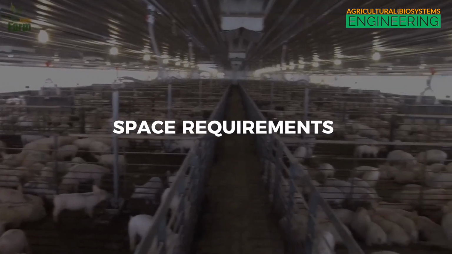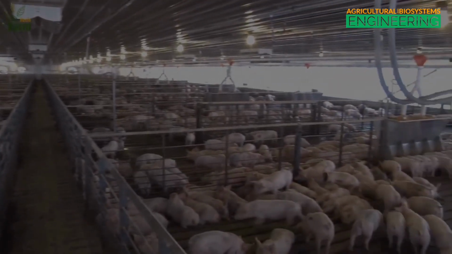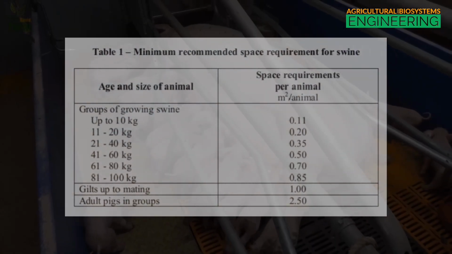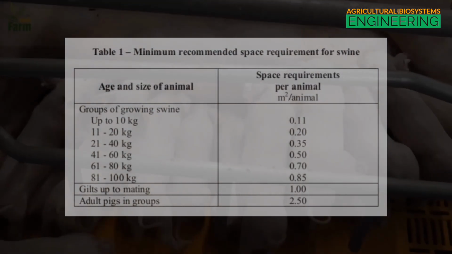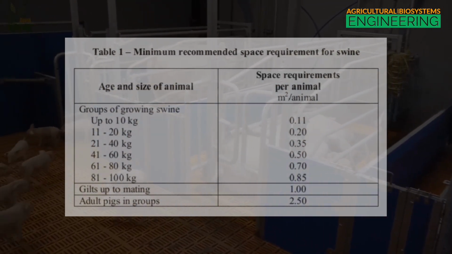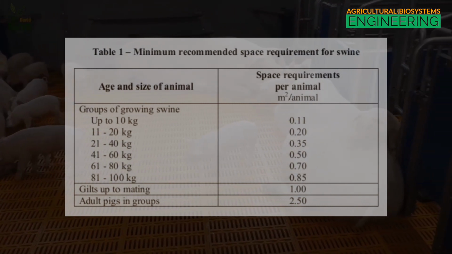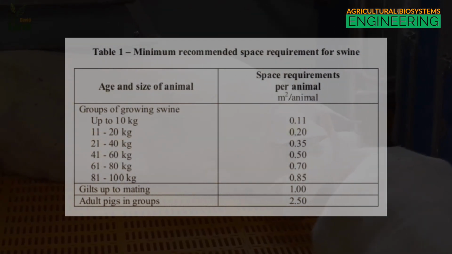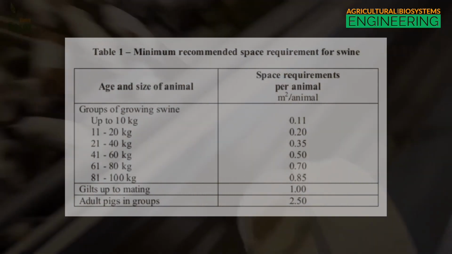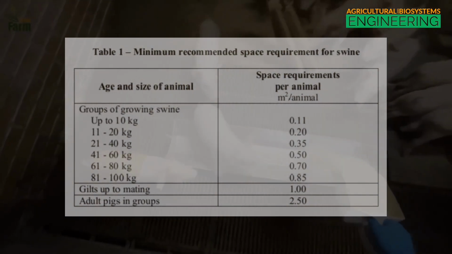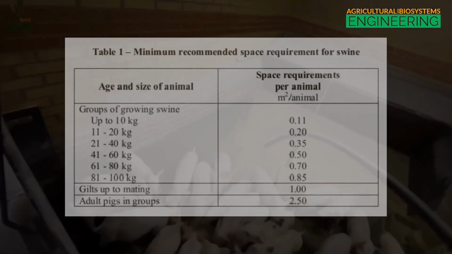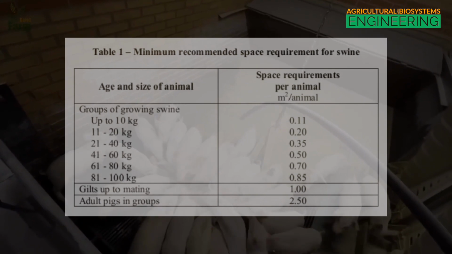Space requirements. Minimum space requirement for swine is shown in Table 1. Swine up to 10 kilograms requires 0.11 square meter per animal. Swine from 11 to 20 kg requires 0.20 square meter per animal. Swine from 21 to 40 kg requires 0.35 square meter per animal. Swine from 41 to 60 kg requires 0.50 square meter per animal.